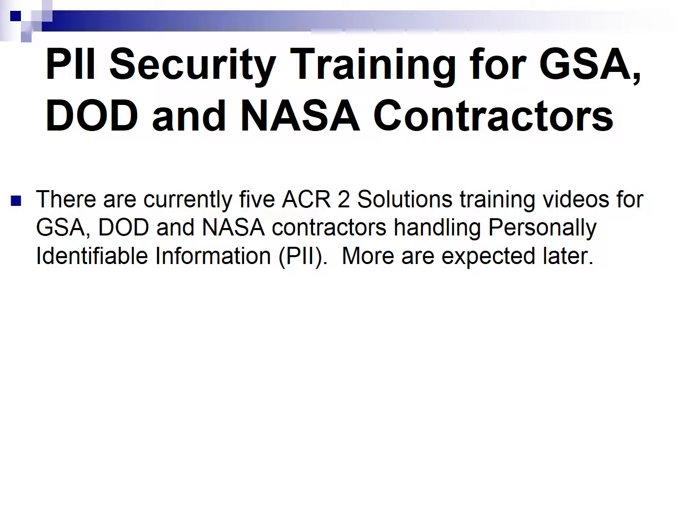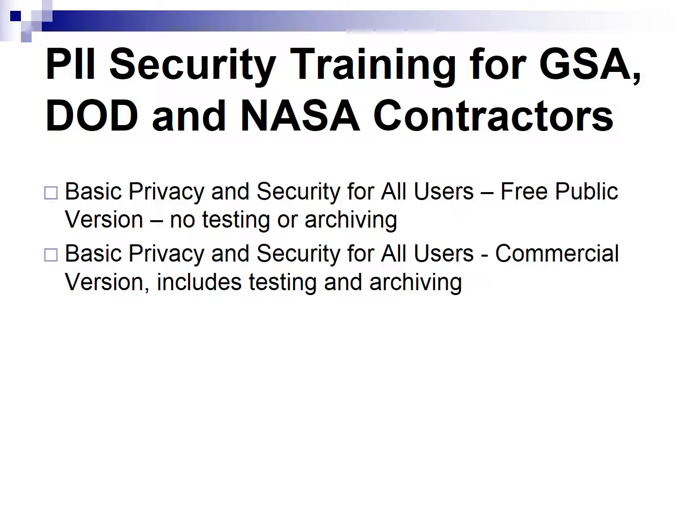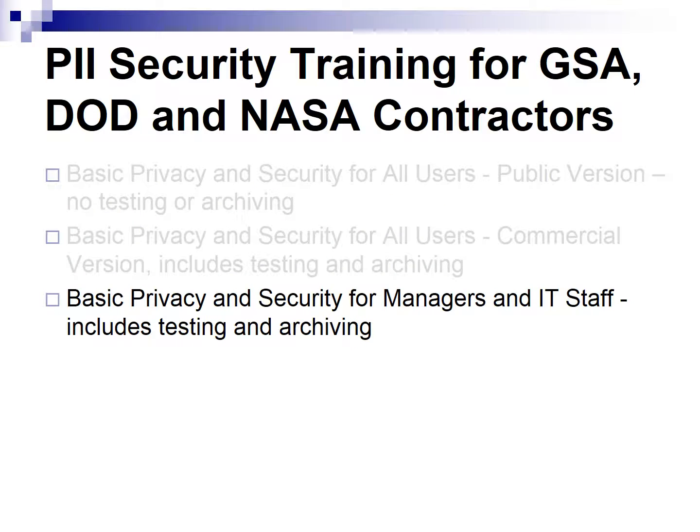There are currently 5 videos in the Contractor PII training series. Basic privacy and security videos include the free version you are watching, along with a commercial version that includes the mandatory archiving and comprehension testing. Additional training is required for managers and IT staff.